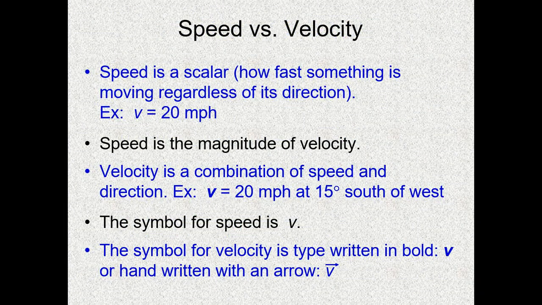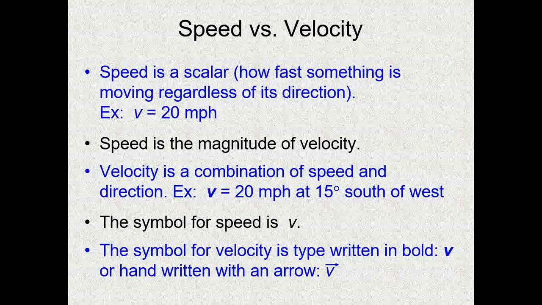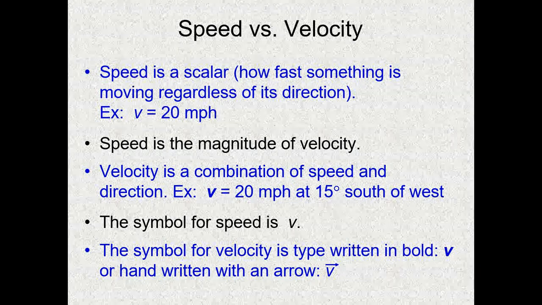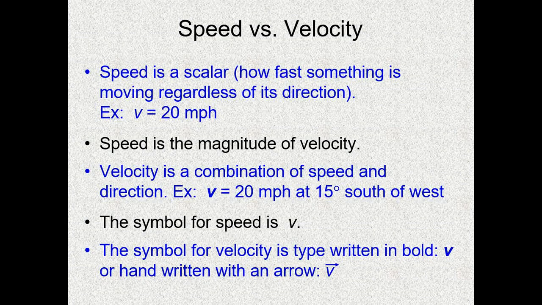Now, about speed, see here, there is one example. Speed is a scalar, regardless of direction, so speed is the magnitude of velocity. The symbol of speed is v, and the symbol of velocity is written as a bold v, or handwritten with an arrow, v as a vector v.